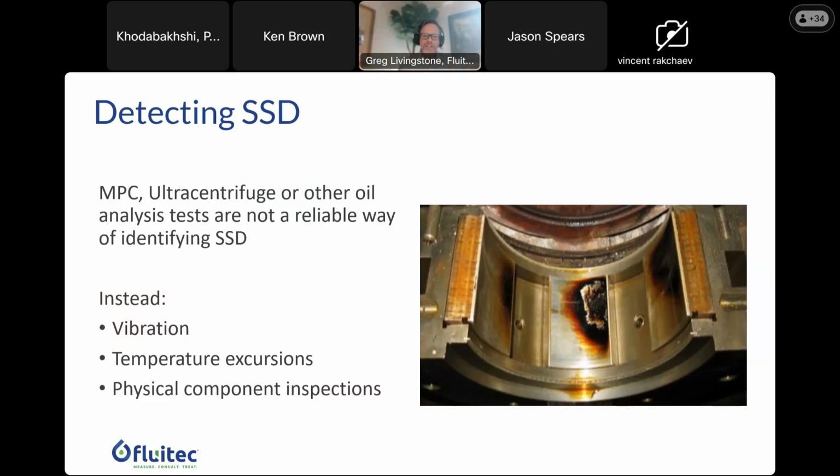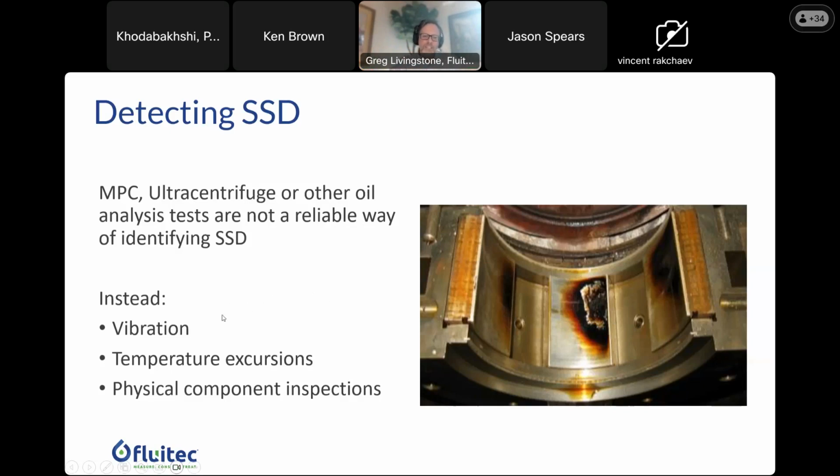So you could have actually fairly new oil, 3 months old. You could have signs of shear stress deposits, these bearing temperature excursions, especially if there was an event that happened during the outage, and the rest of the oil's in perfect shape. So because MPC and ultracentrifuge and most other oil analysis tests that we're aware of are not really a reliable way, we are looking at more mechanical ways of detecting this.